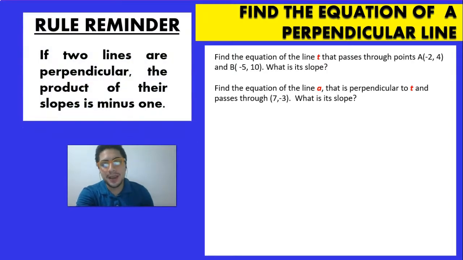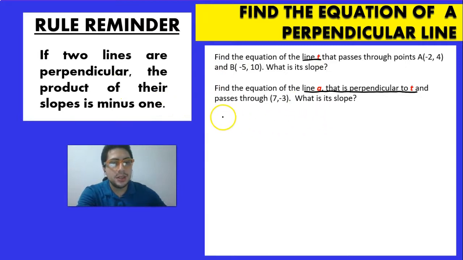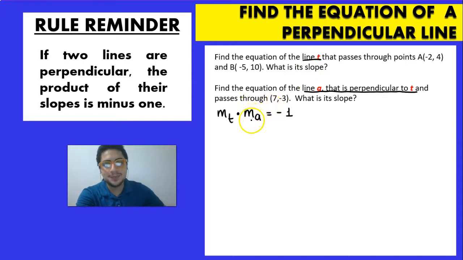Now, here we have a rule reminder that says that if two lines are perpendicular, the product of their slopes is going to be -1, right? So in this case, line A is going to be perpendicular to T. That means that the slope of T multiplied by the slope of A is going to be equal to -1, because they form a 90-degree angle between them.